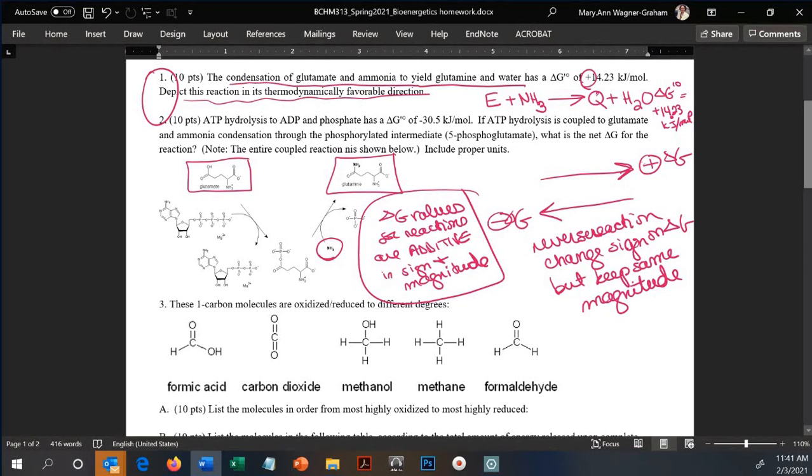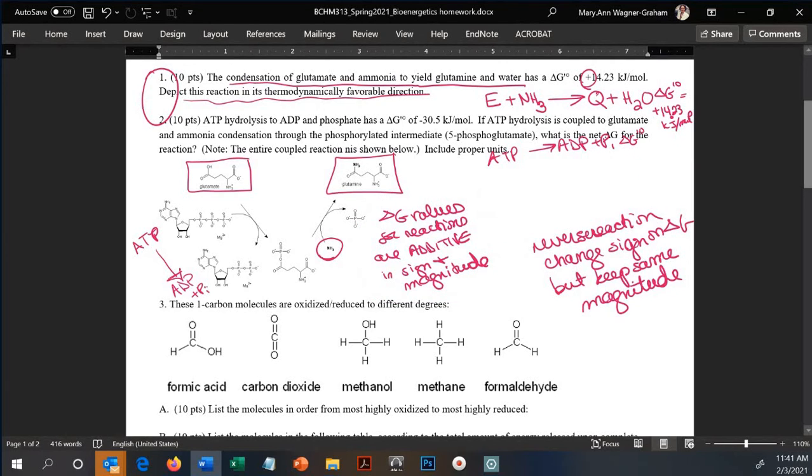Now, if we add in here the hydrolysis of ATP to ADP plus Pi, that has a delta G prime naught. Let me erase some of this. It's terrible. Our delta G there is negative 30.5 kilojoules per mole.